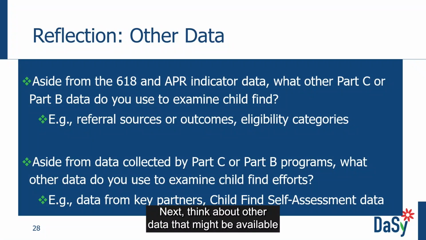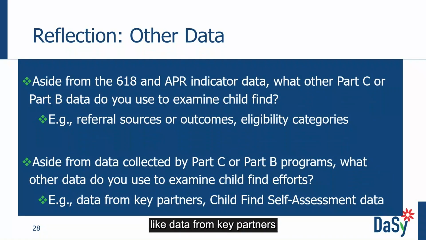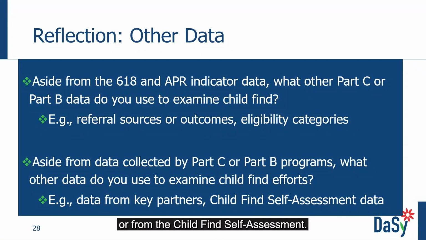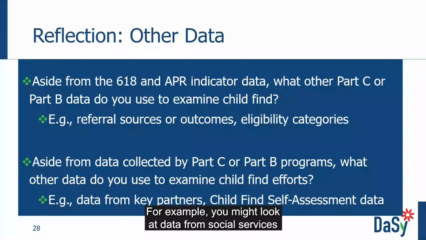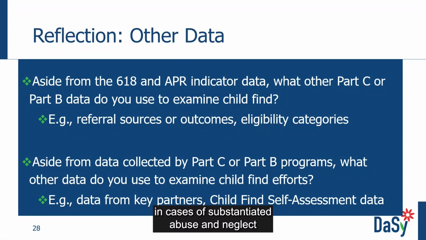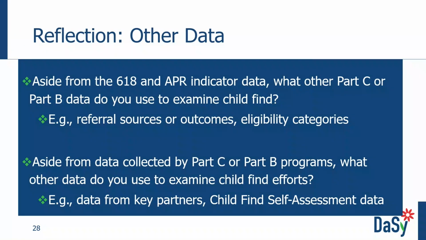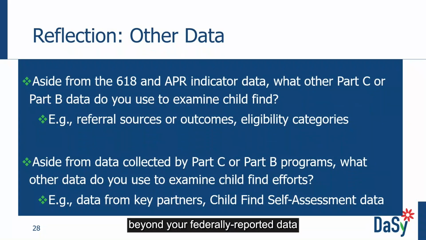Next, think about other data that might be available that could be used to examine child find efforts, like data from key partners or from the child find self-assessment. For example, you might look at data from social services on county-by-county involvement of infants and toddlers in cases of substantiated abuse and neglect in conjunction with Part C data on referrals. Are you currently using any data not collected by Part C or Part B program to examine child find? In Part 2, we will discuss data beyond your federally reported data that may be useful in digging deeper in how your child find system is working.